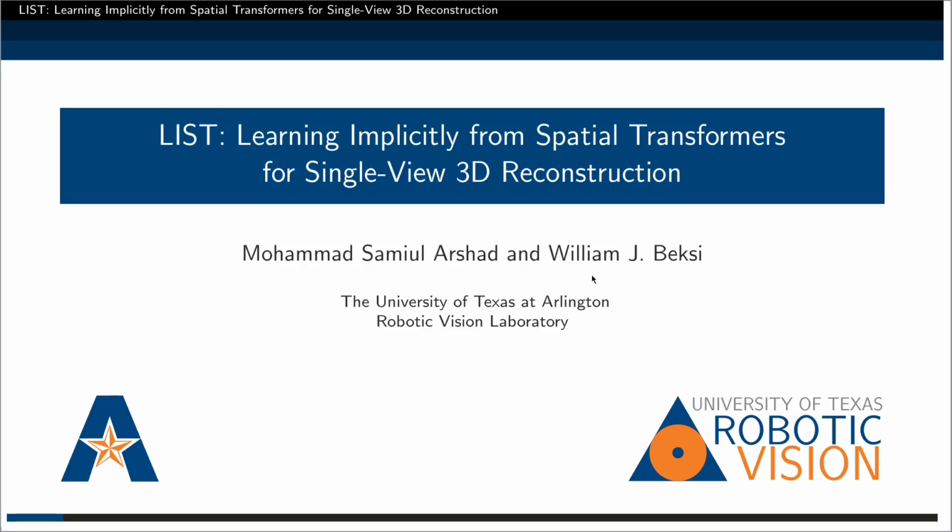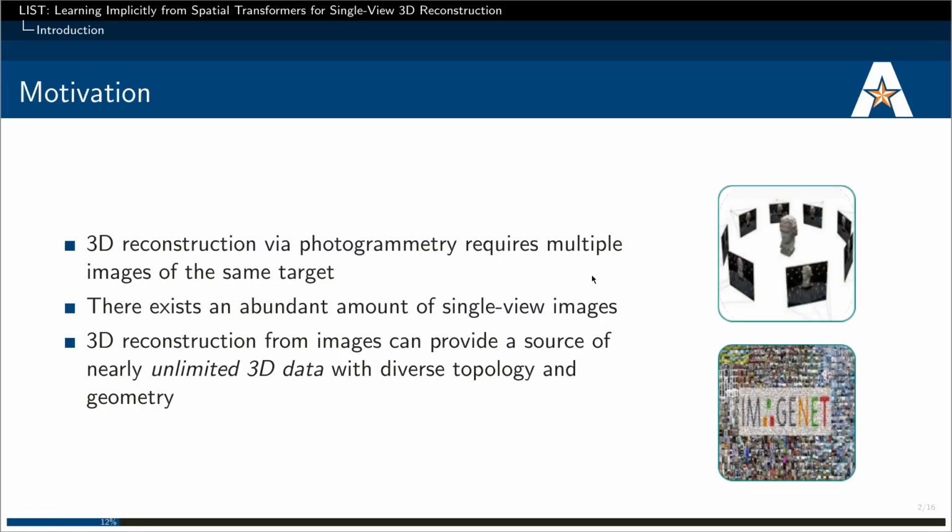In this work, we present LIST, learning implicitly from spatial transformers for single-view 3D reconstruction. Recovering the 3D surface from a 2D image has been a long-standing objective in the field of computer vision and image processing. It has numerous applications in various fields, including computer graphics, augmented and virtual reality, robotics, and medical imaging.